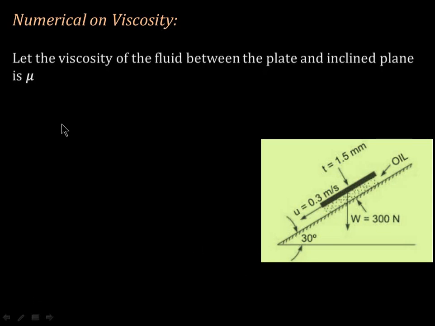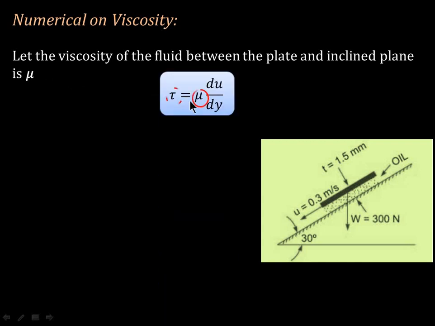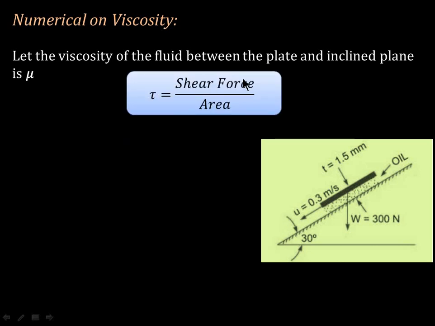Now we know that the viscosity of the fluid between the plate and inclined plane is mu. So we have considered that the dynamic viscosity is represented as mu. In order to calculate mu, we need Newton's law of viscosity. So in order to calculate the value of mu, that is dynamic viscosity, we need the value of shear stress, that is tau. But how can we get the value of shear stress? There is one more formula for calculation of shear stress, and that is tau equal to shear force upon area. So for calculation of shear stress, we need the value of shear force.